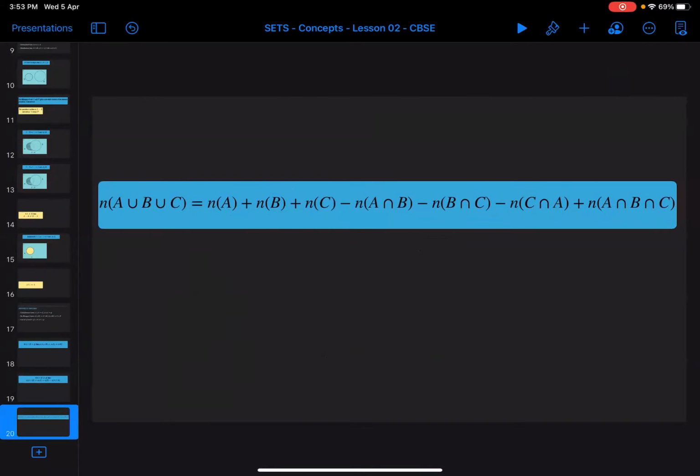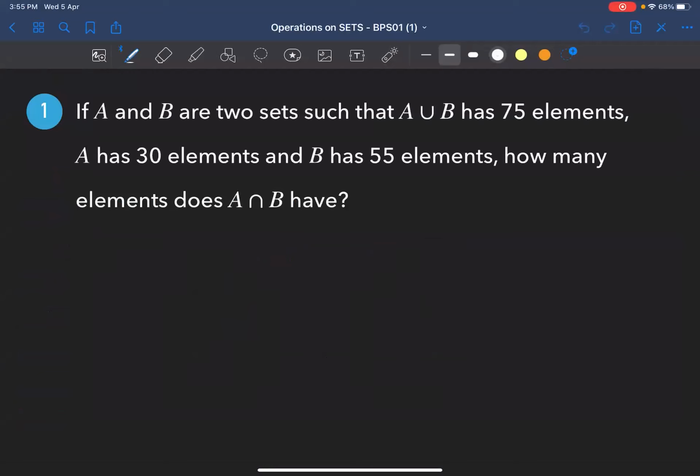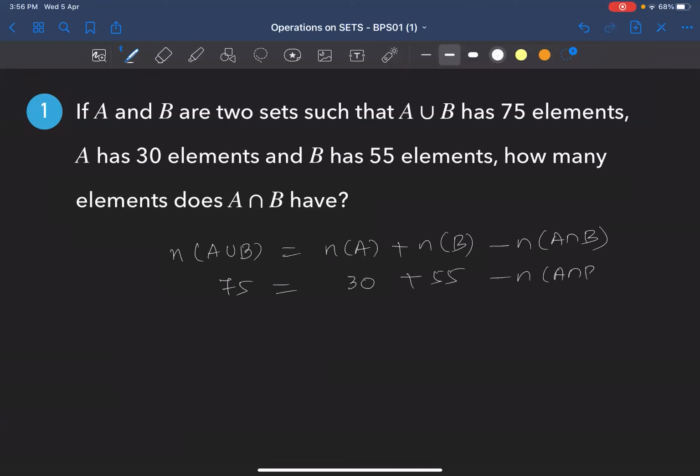Okay, so this is about your theory of operations on sets. Here they're saying A and B are two sets. A has 30 elements. B has 55 elements. So if you use what we have just seen, the number of elements in A union B is the number of elements in A plus the number of elements in B minus the number of elements in A intersection B. You can straight away use this. There are 75 elements here, with 30 elements and 55 elements, minus the number of elements in A intersection B.